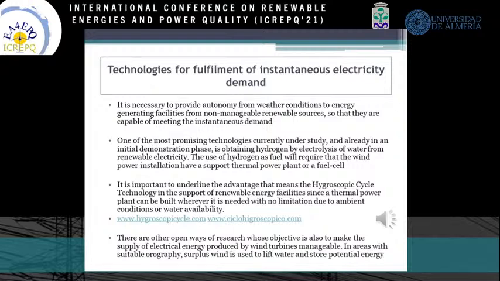There are other open ways of research whose objective is also to make the supply of electrical energy produced by wind turbines manageable. In areas with suitable orography, surplus wind is used to lift water and thus store potential energy. This system needs to have a vast and suitable land for a water storage facility of this type.